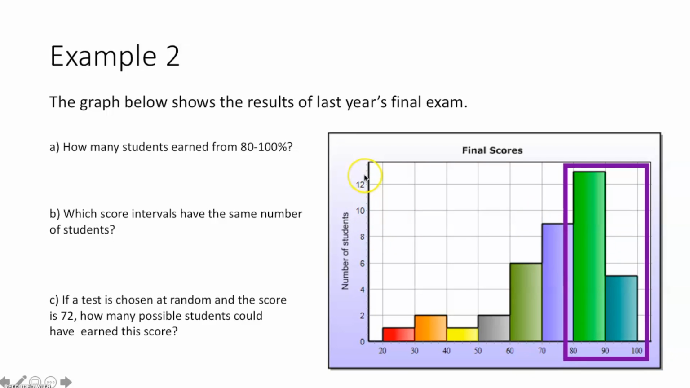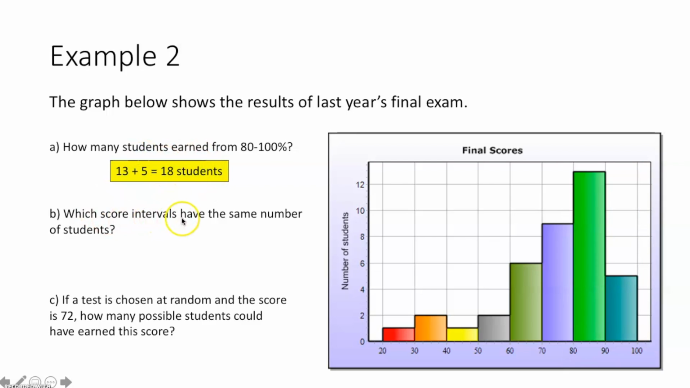Well, number of students, that would be over here. And since we're going by 2's over here, this one is about halfway between the 12 and the 14. So that would be 13 students. And this one is about halfway between the 4 and the 6. So that would be about 5 students. So 13 students plus 5 students, that's 18 students.